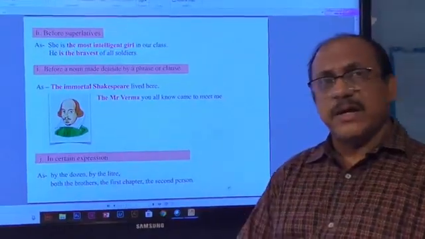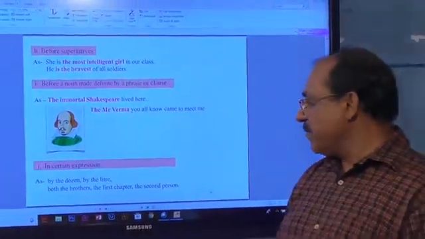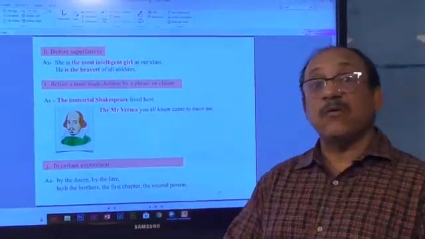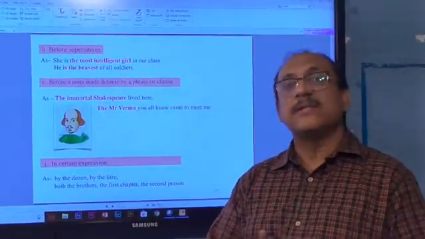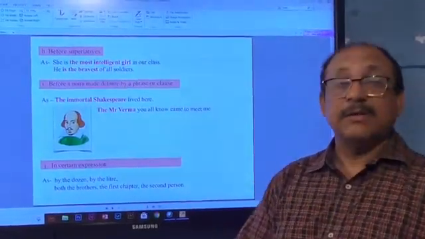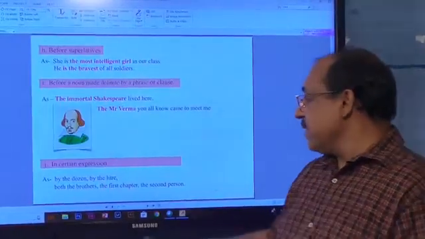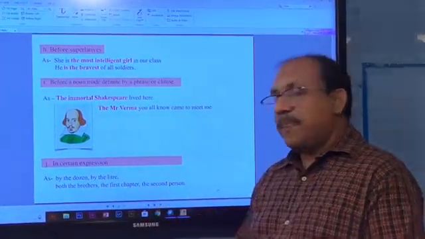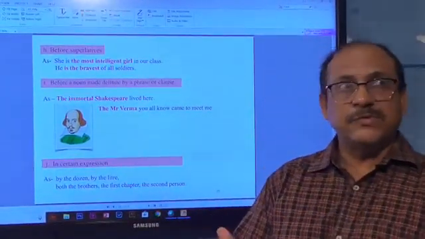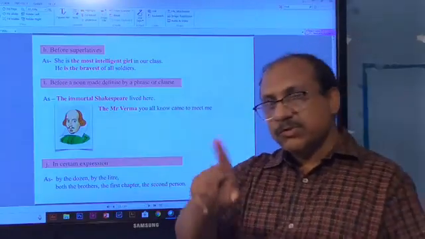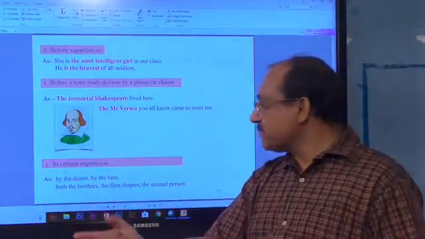Again, in certain expressions, "the" is used. For example, the ordinal numbers: the first, the second, the third, the first chapter, the second chapter, like that. So these are ordinal numbers. Again with "both", since both means two. So both the brothers, like this.